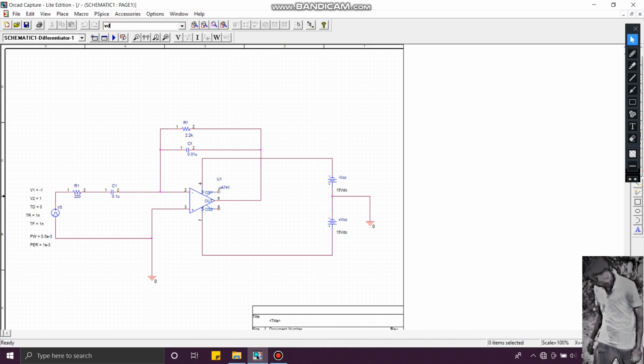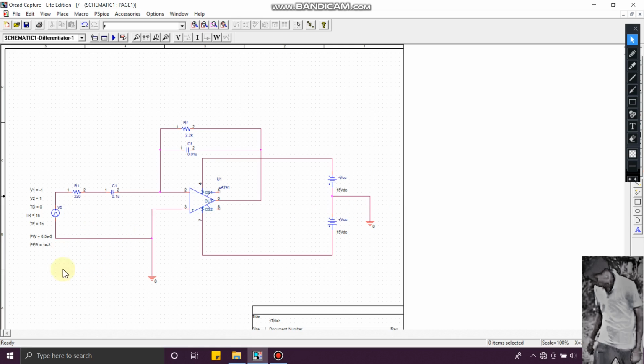You get the VDC here, and then resistor R, and then capacitor C. We'll just draw the circuit as per the circuit diagram. If you give a square input to the differentiator, my output is a spike wave. For the differentiator circuit, if my input is a square wave, my output is a spike wave.